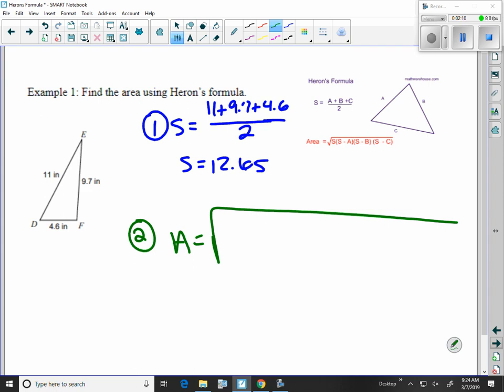So in this case, we just follow this area formula here. So we do S, which is 12.65, times S minus A. Okay, in this case, I'm just going to make 11 A. It doesn't matter what side length is A, B, and C, just as long as you use all of them. And then times 12.65 minus B, which in this case is 9.7, and then minus C, which is 4.6.